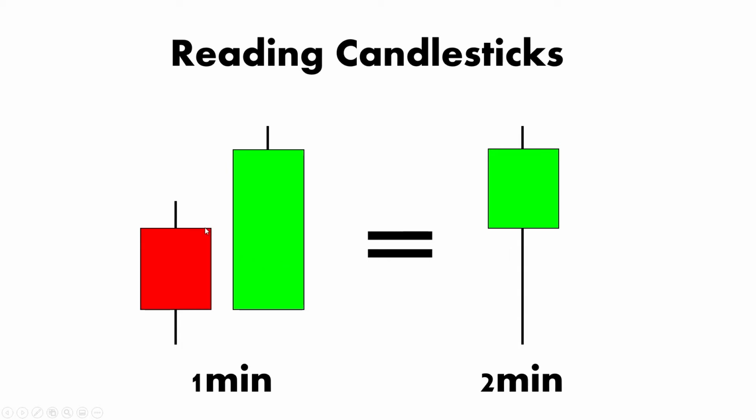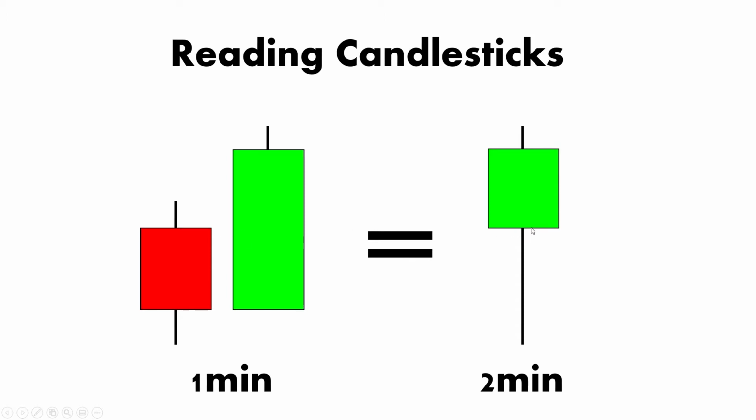The first minute candle opened right here. Remember, red candles mean closing is below the open price. So the opening price is right here, which is reflected on the 2-minute candle. Even though the price pushed down and closed lower on the first minute candle, the second candle managed to push back up above the opening price and close up here. So we can see that reflected on the 2-minute candle.